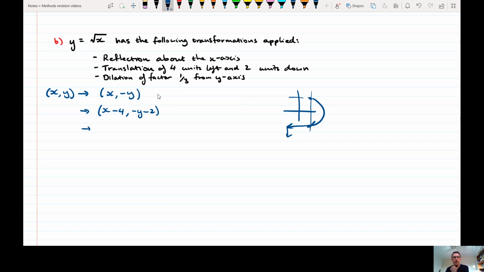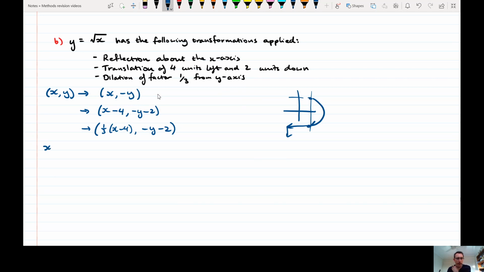And then a dilation factor of 1/3 from the y-axis. This dilation from the y-axis affects the x value. So you end up with 1/3, and the x value was, as a whole, x minus 4. So the whole thing is affected, not just the x. If it was in a different order, if it had a dilation factor first, then the translation, it'd be 1/3 of x, and then I just chuck minus 4 at the end. But because it was already translated, that dilation will affect your translation.